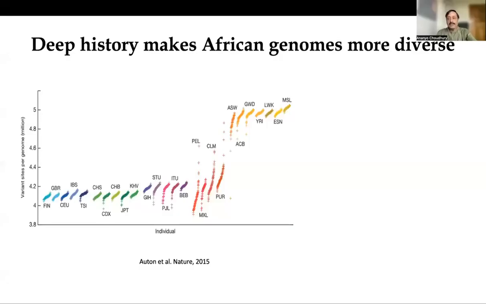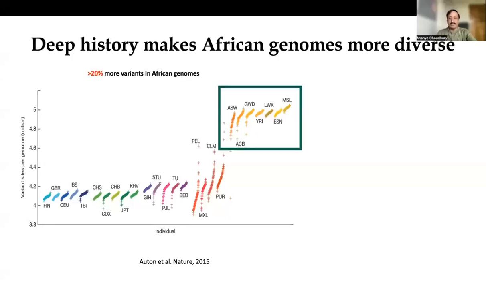Perhaps the most striking and distinguishing feature of African genomes is the remarkably high diversity. This plot shows the number of SNPs detected in about 1,000 genomes, each from about 25 global populations. Each genome here is represented by a dot, and each population is labeled by a particular color. And the y-axis shows the number of SNPs identified in each genome. African genomes, as shown in the box, on average harbor about 20% more variants compared to non-Africans.